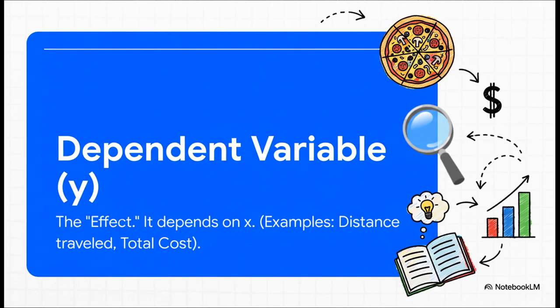And right behind the leader, we have our follower, the dependent variable, or y. And y is the effect. Its value? Well, it depends completely on what x is doing. The total cost of your pizza? That depends on how many toppings you chose. Your test score? Yep, that depends on how long you studied.